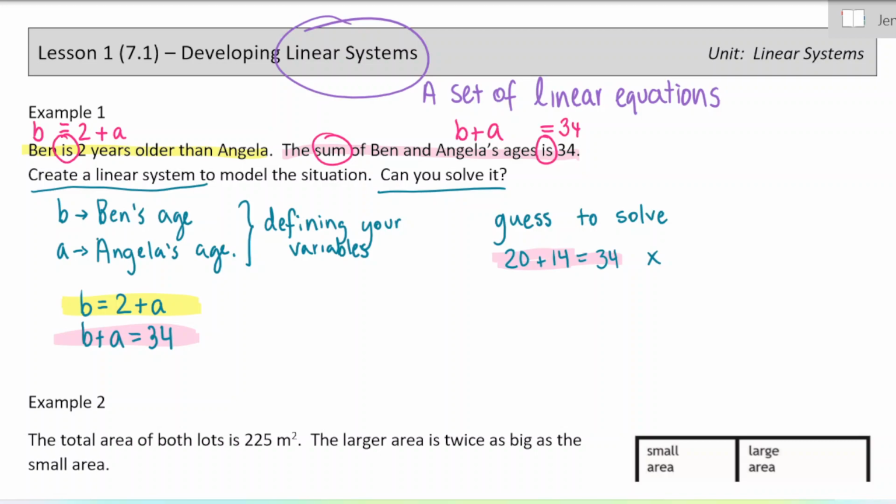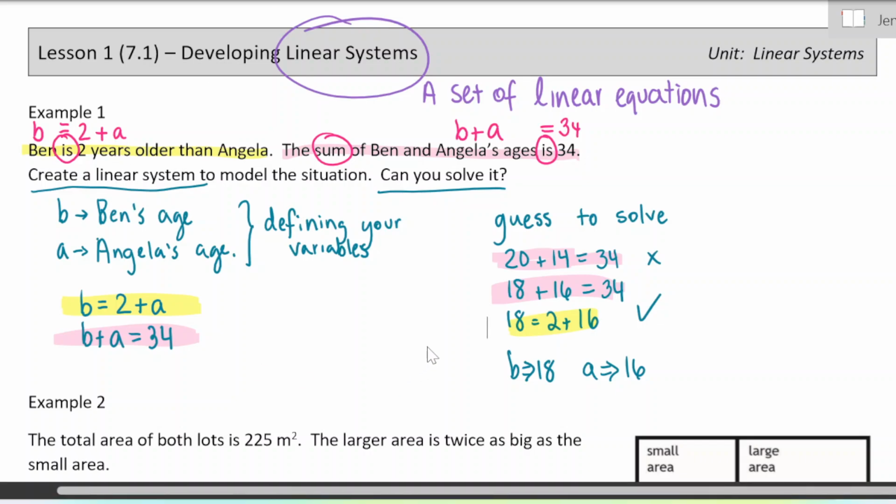Maybe let's try 18 plus 16. What if Ben was 18 and Angela was 16? Yeah, those add to 34, and 18 is equal to 2 plus 16. Yeah, so that would work. So Ben is 18 years old and Angela is 16 years old. Right, so that works. So we just guessed. But we are going to find much better ways to solve equations like this rather than just guessing and checking. But for now, that's kind of our only method here.